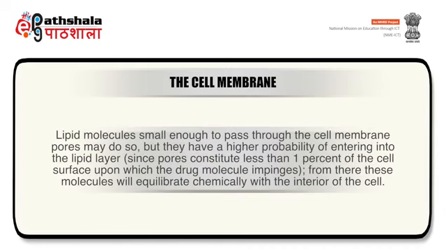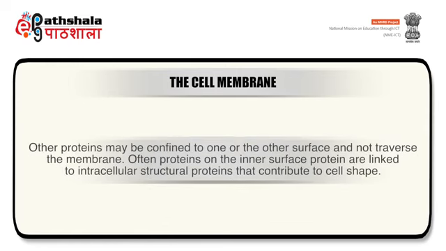Lipid molecules small enough to pass through the cell membrane pores may do so, but they have a higher probability of entering into the lipid layer since pores constitute less than 1% of the cell surface upon which the drug molecules impinge. From there, these molecules will equilibrate chemically with the interior of the cell. Other proteins may be confined to one or the other surface and not traverse the membrane. Often, proteins on the inner surface are linked to intercellular structure proteins that contribute to cell shape.